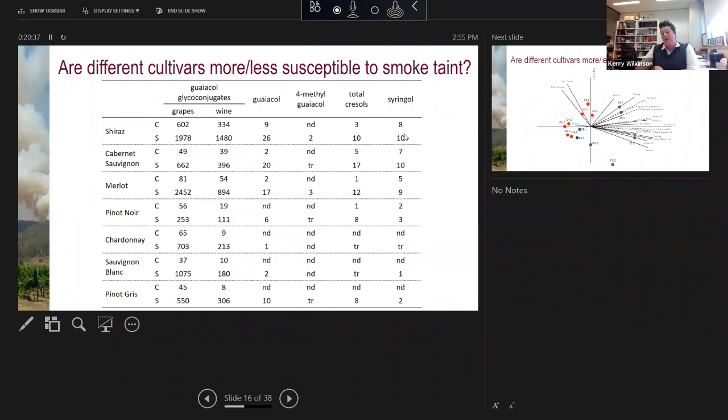So if we look at this data, we might initially think that the Shiraz, the smoke-affected Shiraz wine would be the most heavily tainted wine. But if we take into account those background levels, we'd probably actually come back and say it's going to be the Cabernet Sauvignon. And in the case of the white wines, most evidently it's going to be the Pinot Gris wine. And this chemical data actually matches up really nicely with the sensory data that we got.